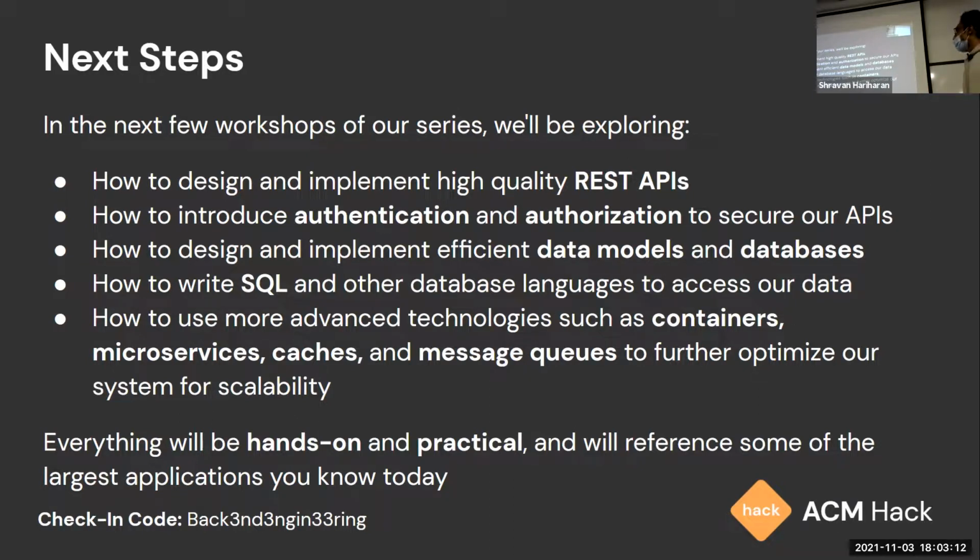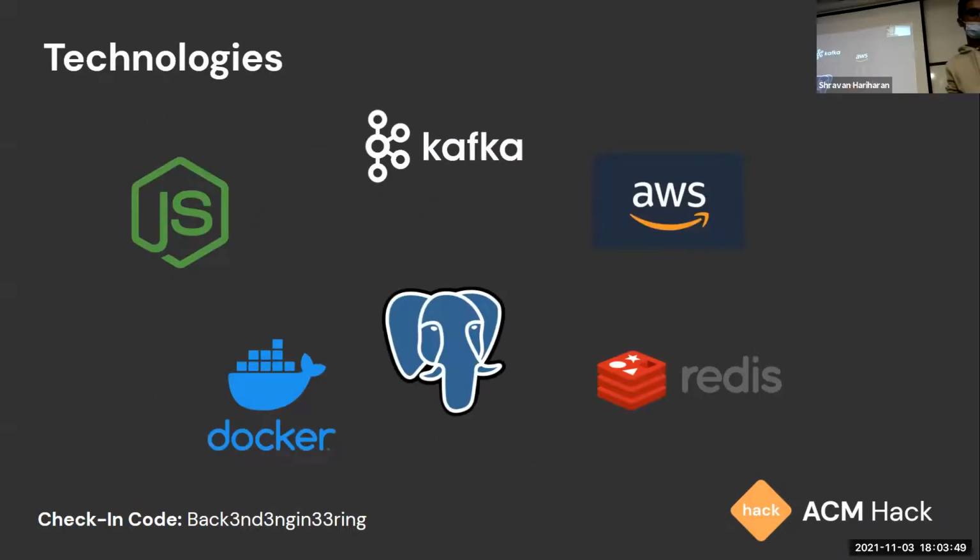And then how do we use more advanced technologies like containers, microservices, caches, message queues? If you don't know what that is, that's totally fine. To further optimize our system for scaling to ridiculously high levels of scalability. Everything here will be hands-on and practical. I know today this workshop was very conceptual, but the rest of the workshops won't be like this. Everything will be very hands-on and practical, and we're going to be looking at the architecture of some of the common apps that you use, like Facebook, like Google, how they're actually architected, and then how we build something like that. Like I said earlier in the workshop, these are the technologies we'll be covering.